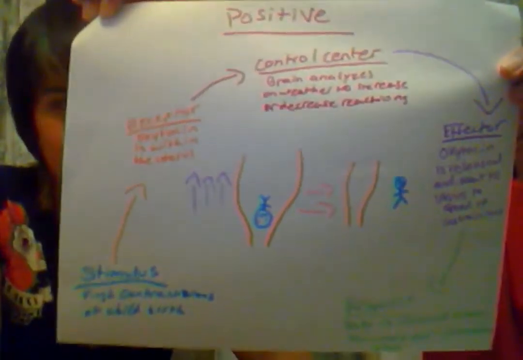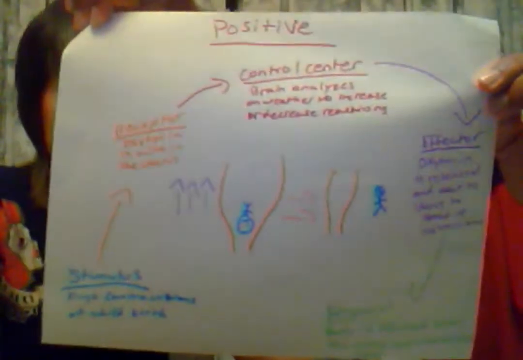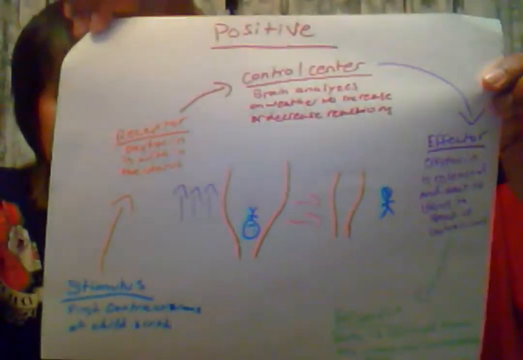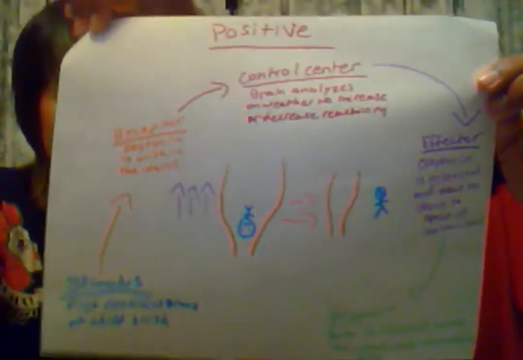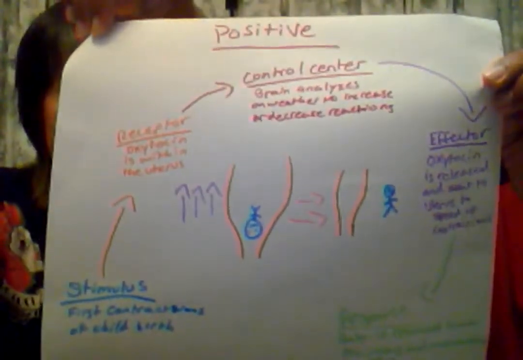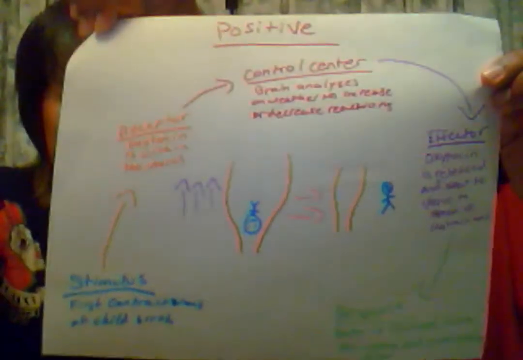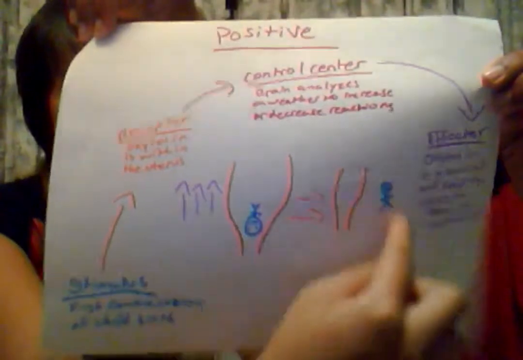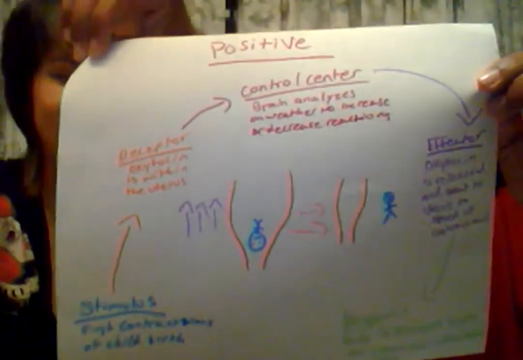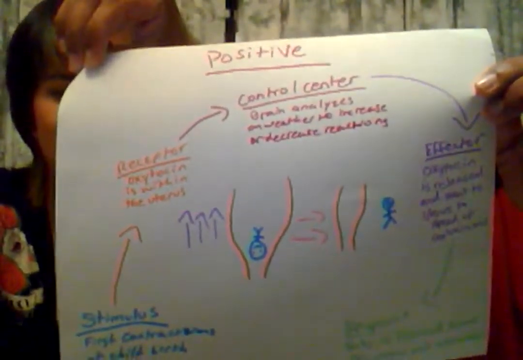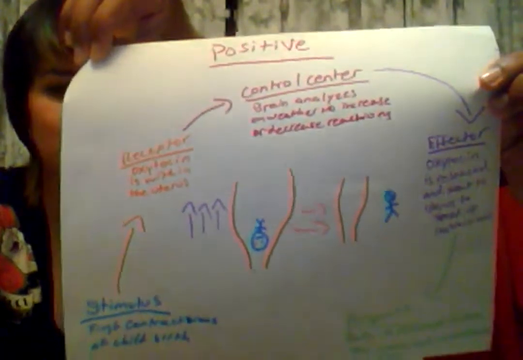And because it's positive, it's going to be increased, which is the effector. So more oxytocin is produced as the hormone to be sent to the uterus. So in response, the oxytocin builds and builds and builds until finally the baby is out. And then the oxytocin levels stop because the uterus does not need to contract anymore. So those are the four examples, two being positive and two being negative feedbacks of homeostasis.